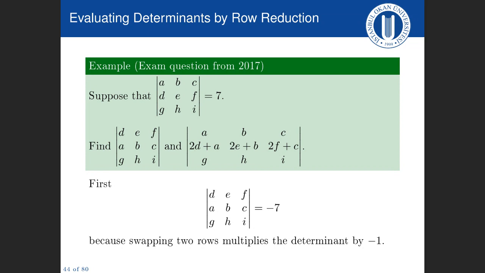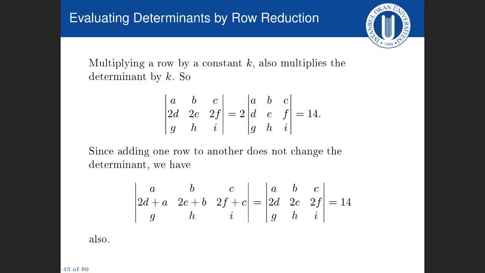That leaves us with the second one. How do we go from the first one to the second one? Well, we multiply row 2 by 2. What happens to the determinant if we multiply row 2 by 2? We multiply the determinant by 2. So the determinant of the matrix ABC, 2D, 2E, 2F, GHI must be 2 times 7, or 14.